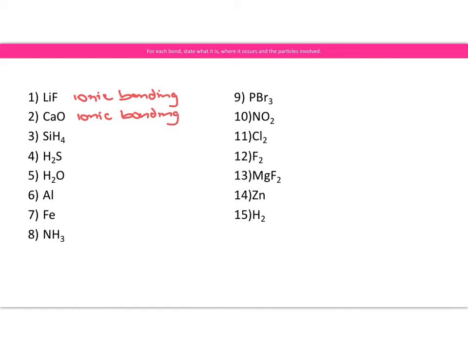Then the next compound, which is silane, not that you were expected to know that or even remember it, SiH4. If we look at our periodic table, silicon is a non-metal, hydrogen is a non-metal, so we have non-metals only, so we have covalent bonding. Next we've got hydrogen sulfide. Hydrogen is a non-metal, we need to remember that because it is a little bit isolated on the periodic table. Sulfur is also a non-metal, so that is covalent bonding. H2O, hydrogen, we've already said is a non-metal. Oxygen, we've already said is a non-metal, so that also has covalent bonding.